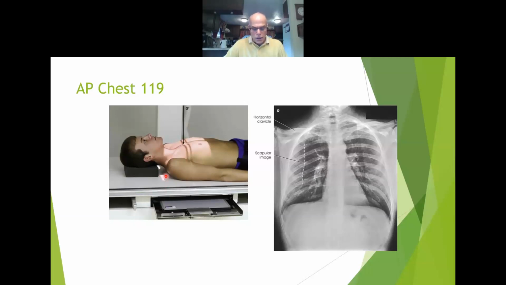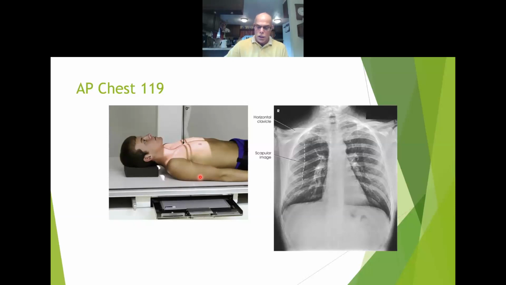If the patient condition allows, flex the patient's elbows, pronate the hands and place them on the hip. I don't think he's got his done that way, but that would help pull the scapula laterally. Full inspiration, the same respiration. Central ray is going to be perpendicular to the long axis of the sternum.